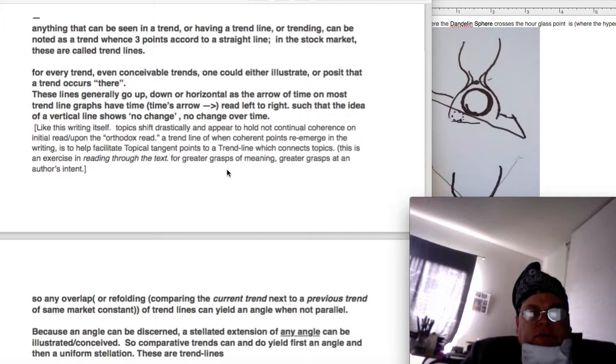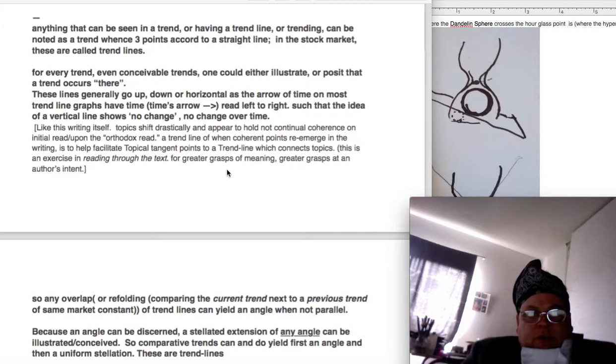Anything that can be seen in a trend or having a trend line or trending can be noted as a trend whence three points accord to a straight line. In the stock market, these are called trend lines. For every trend, even conceivable trends, one could either illustrate or posit that a trend occurs there. These lines generally go up, down, or horizontal, as the arrow of time on most trend line graphs reads left to right, such that the idea of a vertical line shows no change over time.